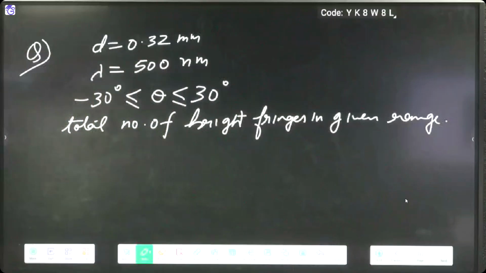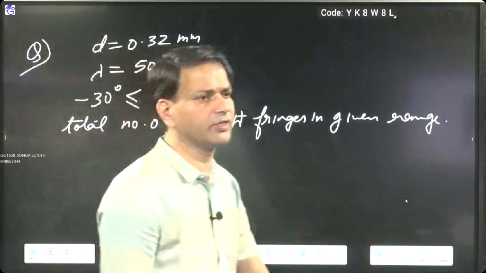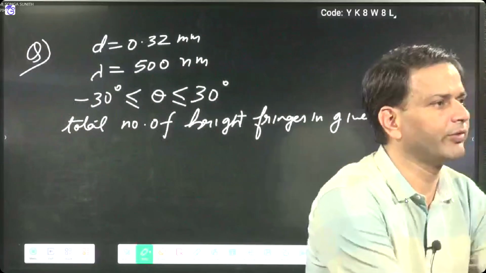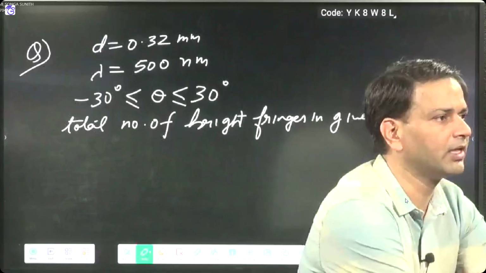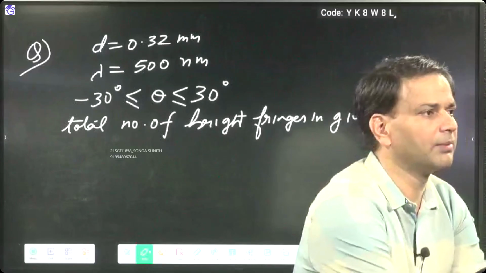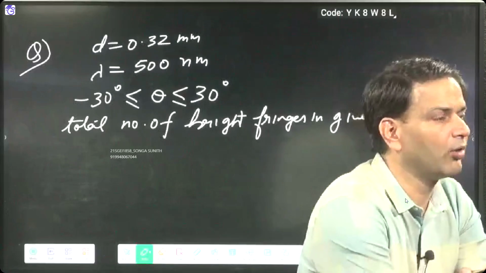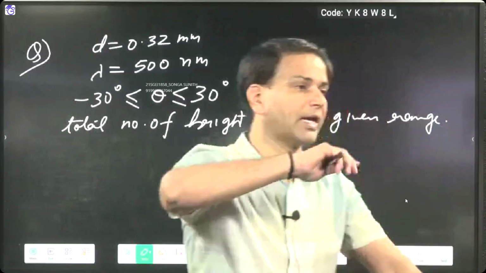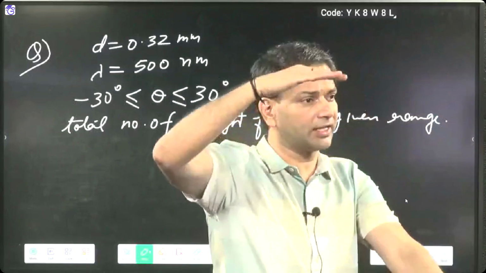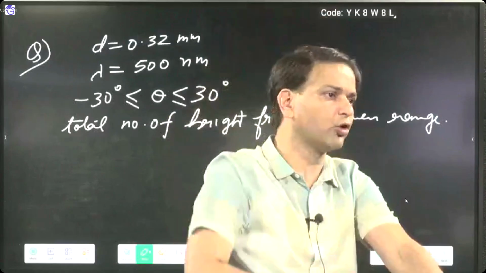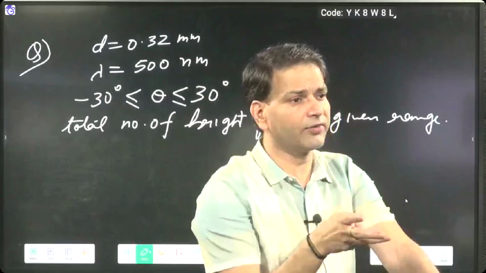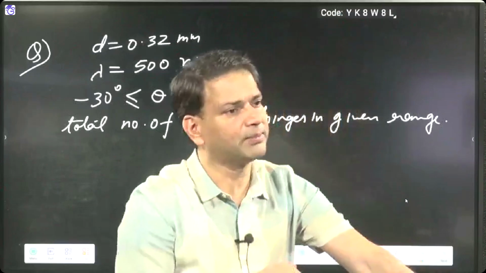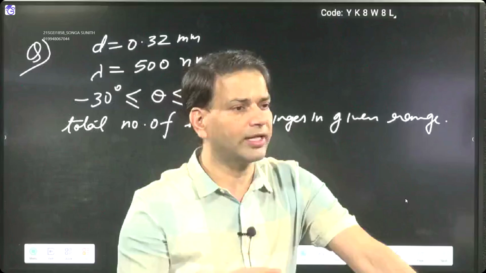Maximum, I asked how many total number of maximum bright fringes we can get on the screen. This question is based on that concept only. Here the distance between the slits I gave is 0.32 millimeter and the lambda I gave is 500 nanometer. Now I am asking in the range of minus 30 to plus 30. In YDSE, whatever pattern we get above the bisector, the same we will get below the bisector. Only one difference will be there: above the bisector S1 path is less and S2 path more; below the bisector S1 path will be more and S2 path will be less.